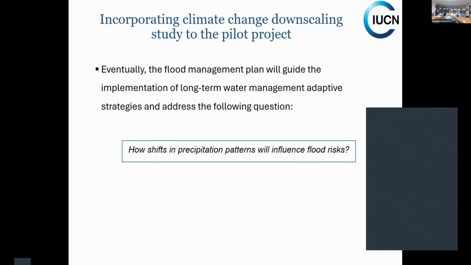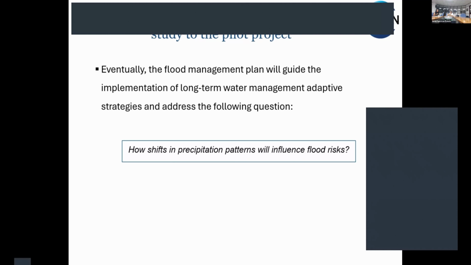As a summary, the flood management plan that is based on climate scenarios will eventually guide the implementation of long-term adaptive water management strategies and directly address flood risks under different climate scenarios.